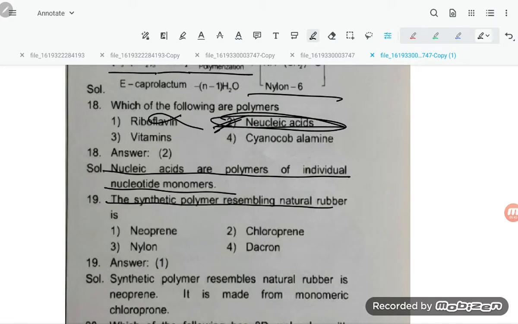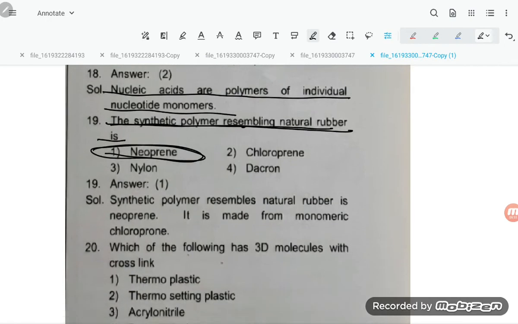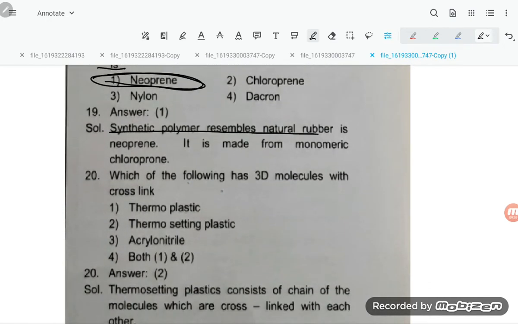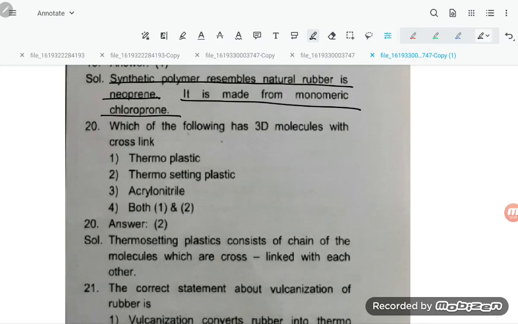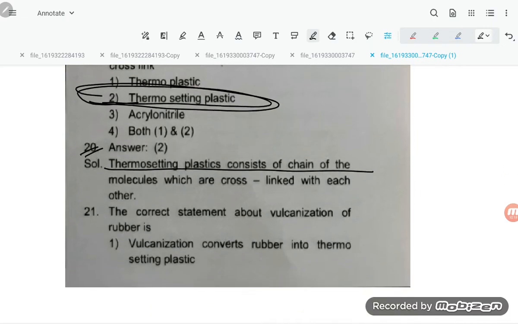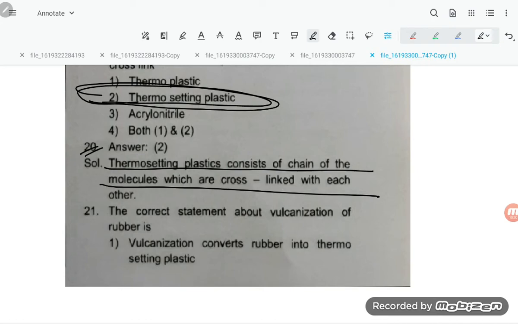The synthetic polymer resembling natural rubber is neoprene. Neoprene is a synthetic polymer resembling natural rubber. It is made from the monomer chloroprene. Which of the following has 3D molecules with cross-links, that is thermosetting plastic? Okay, so option number 2 is correct. Thermosetting plastic consists of chains of molecules which are cross-linked with each other.